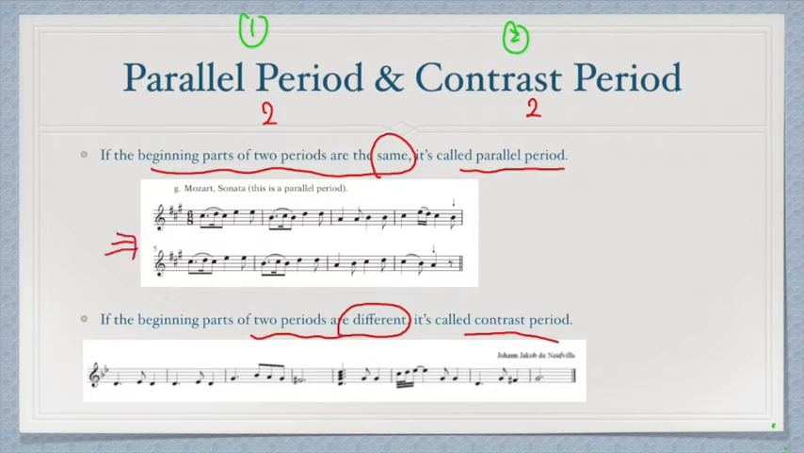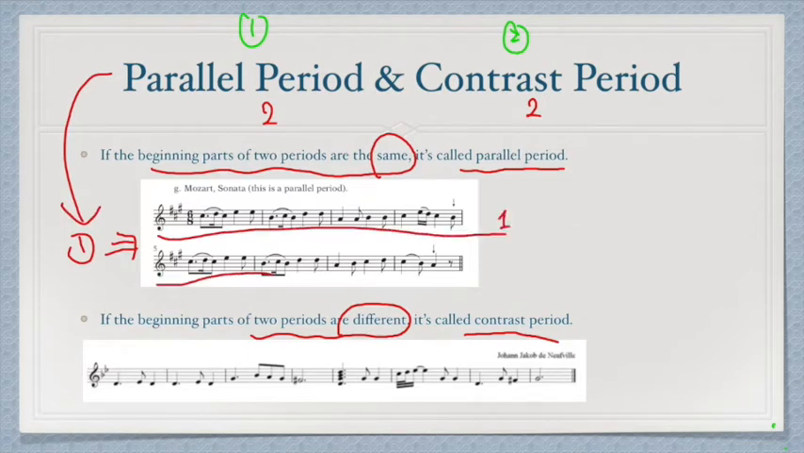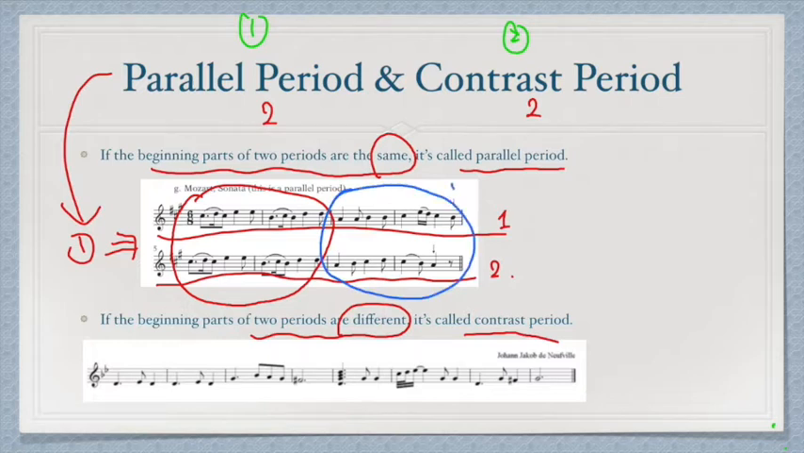So let's look at this first example. This is the parallel period. This is period 1 and this is period 2. Look at the beginning part of these periods. Exactly the same, right? And the rest of those 2 periods is different. Because the beginning parts of those 2 periods are the same, that is why it is a parallel period.